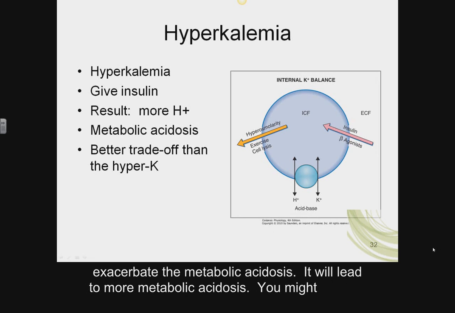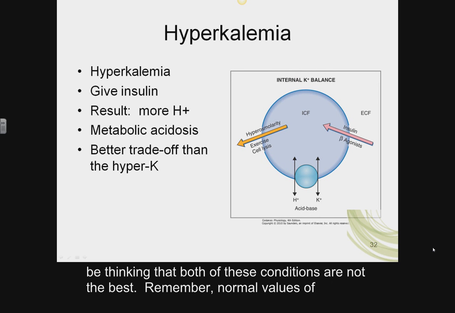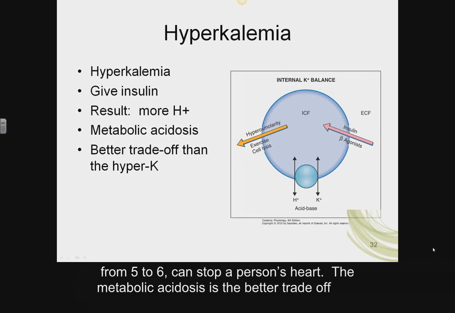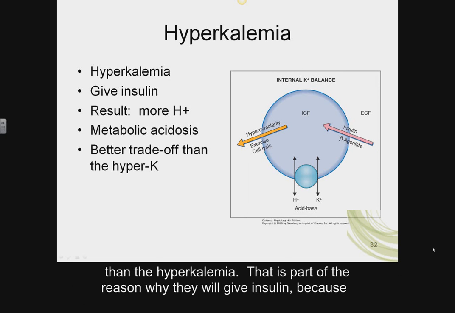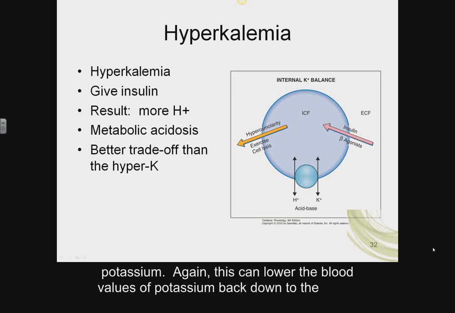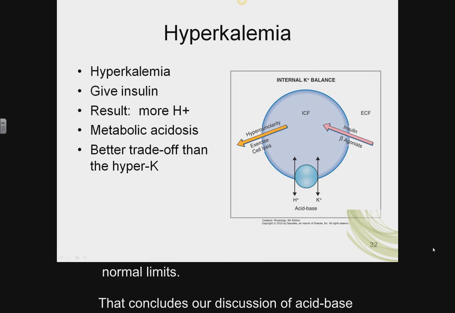You might be thinking that both of these conditions are not the best. Remember, normal values of potassium are supposed to be between 3 and 5 milliequivalents. Just a small change of potassium, going from 5 to 6, can stop a person's heart. The metabolic acidosis is the better trade-off than the hyperkalemia. That is part of the reason why they will give insulin, because insulin stimulates the sodium-potassium ATPase. So that pump will bring in more potassium. Again, this can lower the blood values of potassium back down to the normal limits.